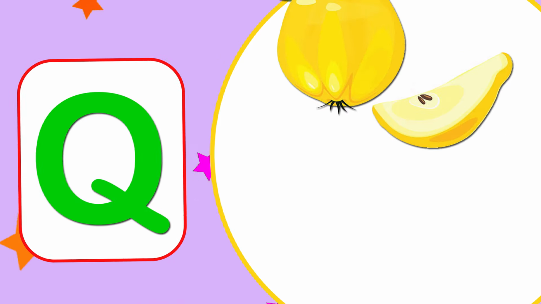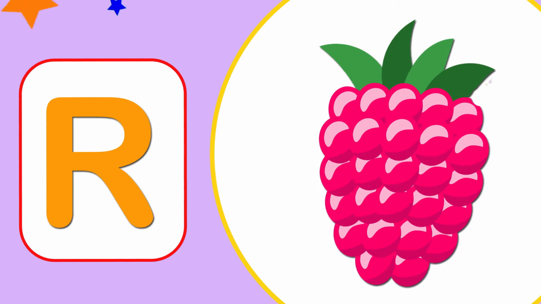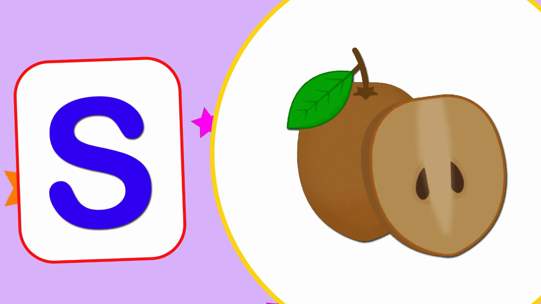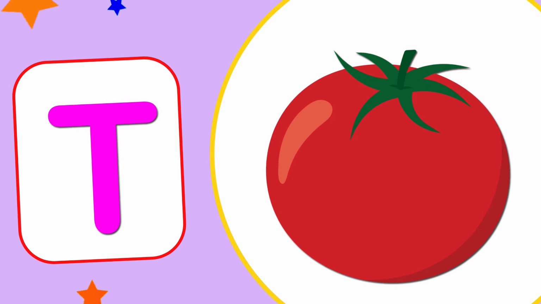Q is for quince. Q, q, quince. R is for raspberries. R, r, raspberries. S is for sapodilla. S, s, sapodilla. T is for tomato. T, t, tomato.